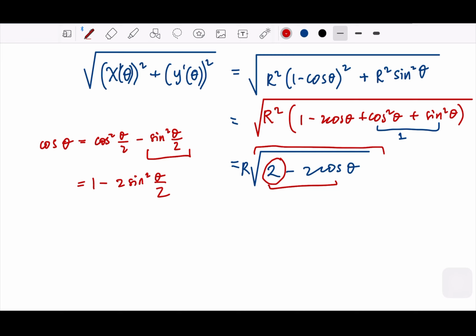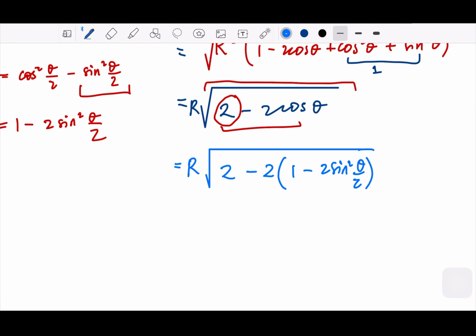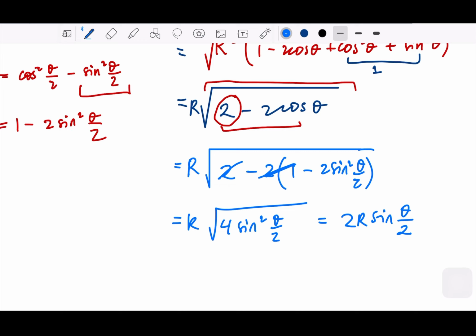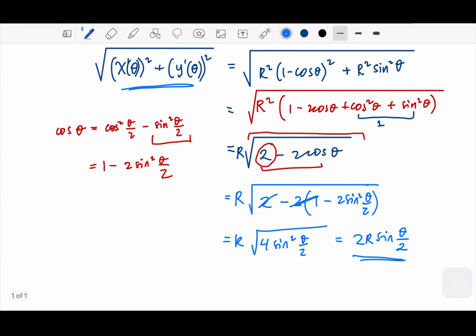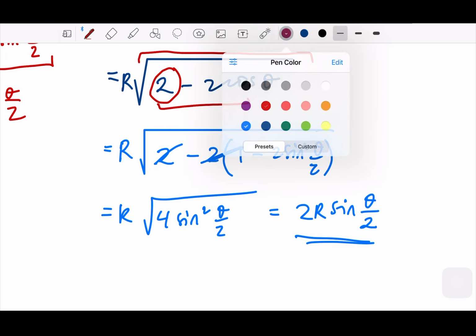Now I think we can take this into our equations. So let me write with light blue: 2 minus 2 times (1 minus 2 sine squared theta over 2). Now look here, we can take this out, and then we have 4 sine squared theta over 2, whose square root is 2 sine theta over 2, or 2r, sorry. That's the result of this expression. So for the next part, if you want to calculate the arc length of the cycloid, you can directly go to these expressions.